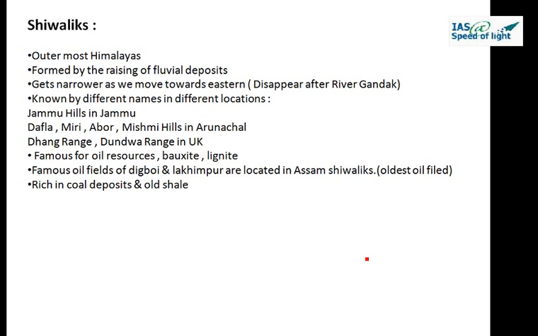Now we come to the third parallel layer, which is the southernmost layer, which we call the Shivaliks. We'll see some of the important points we have to remember for the Shivaliks. The first one: it is the outermost Himalayas, formed by the raising of fluvial deposits. This we also saw when studying the geological history of India. It gets narrower as we move towards the eastern side of India and it disappears after the river Gandak. So keep your atlas with you and mark that there is a discontinuous movement of Shivaliks, and it disappears after the river Gandak.